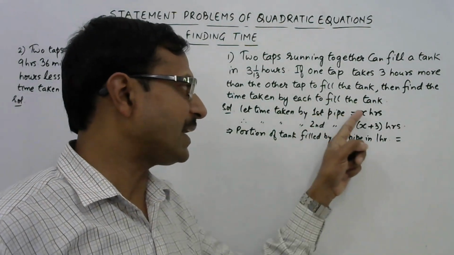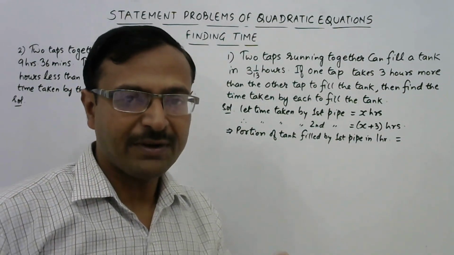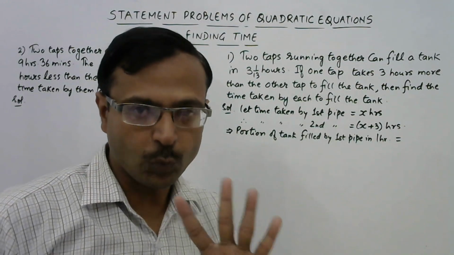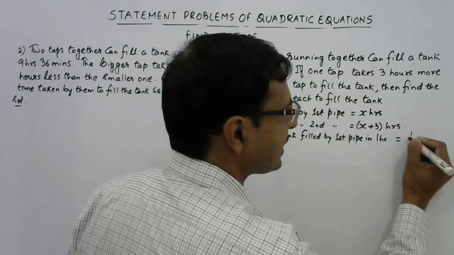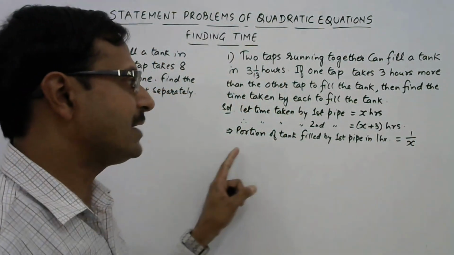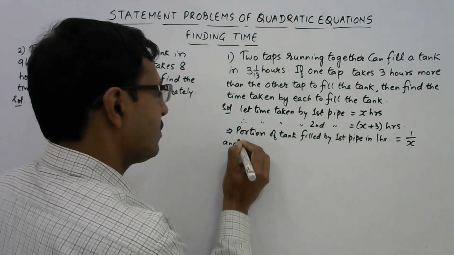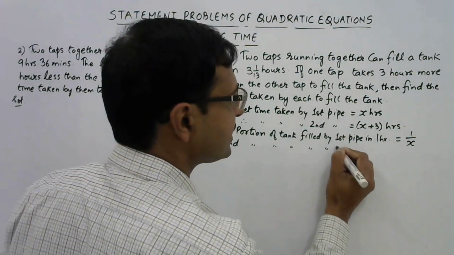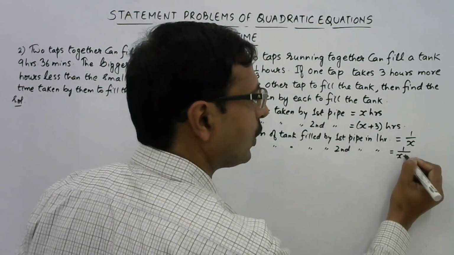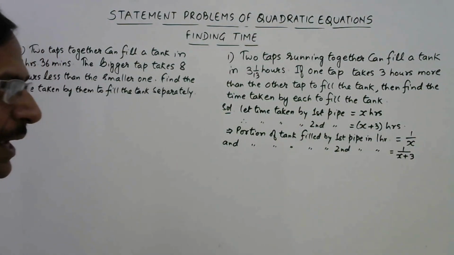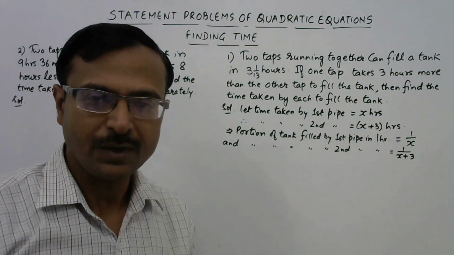So if the first pipe is taking x hours, then portion of tank filled by it in 1 hour is 1 upon x. Like if a tank is being filled by a tap in 4 hours, then only 1/4 is filled in 1 hour. So you have to take the reciprocal of this time in order to find this portion of tank filled by the first pipe. Likewise, and similarly portion of tank filled by the second pipe in 1 hour will be 1 upon, now this is x plus 3, so 1 upon x plus 3. And now to formulate the equation, we need to use the first statement here. What is the first statement?